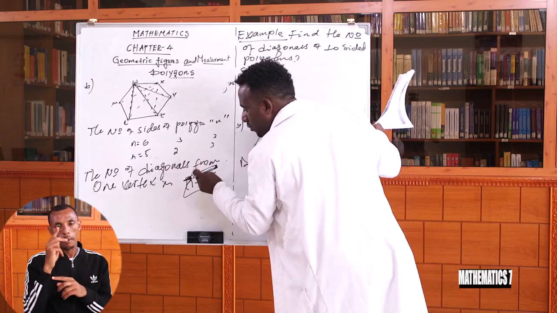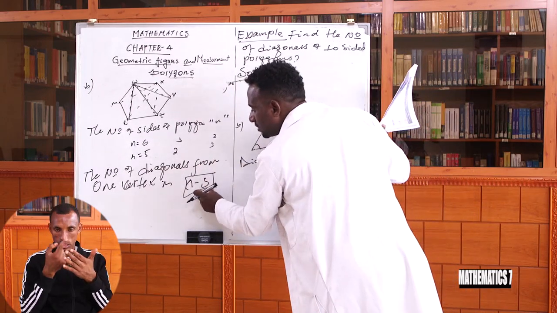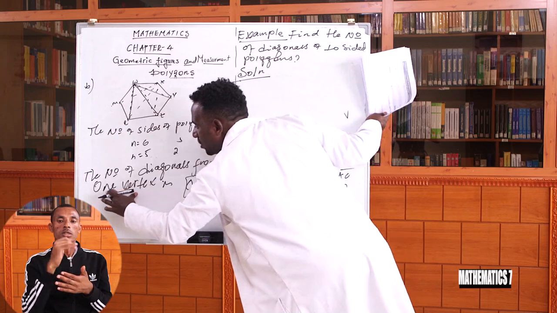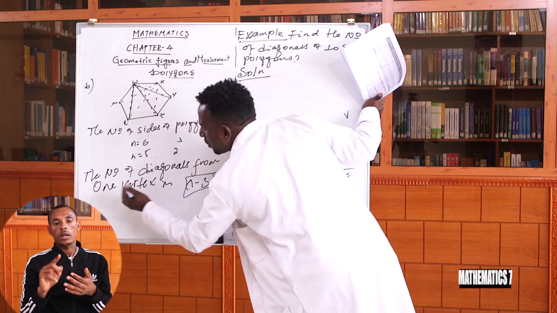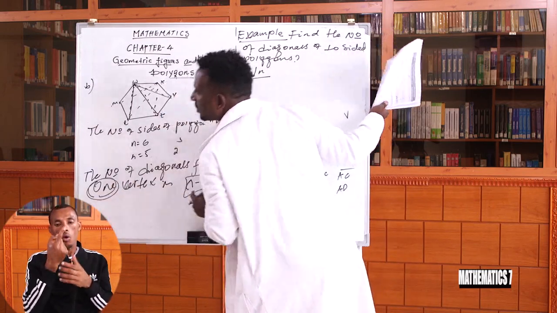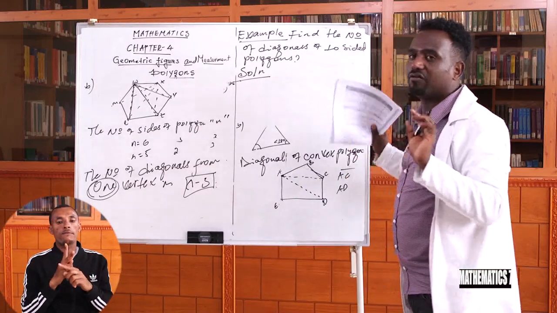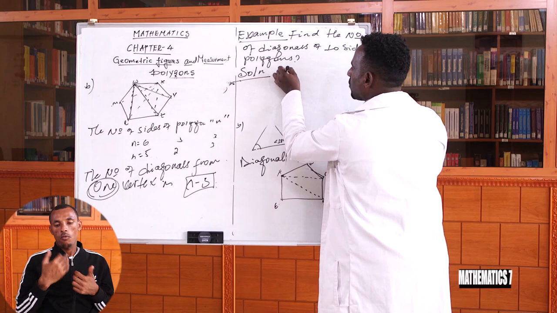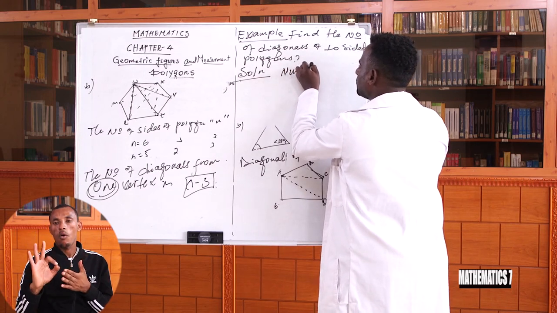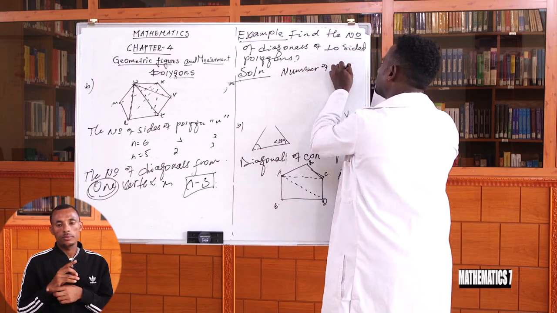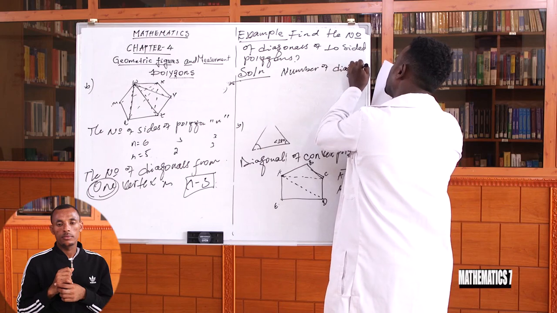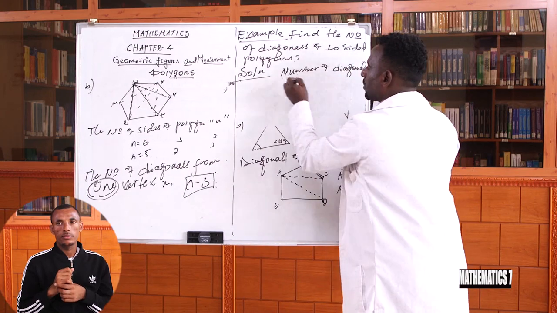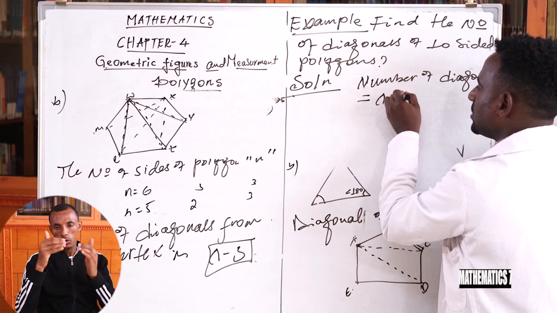Remember, this formula is used for drawing diagonals from only one vertex, not all possible diagonals in a given polygon. So we have a formula: the number of diagonals is equal to n minus 3.